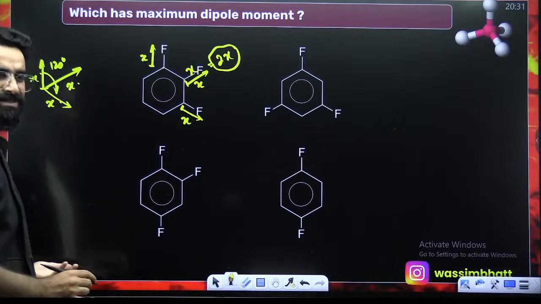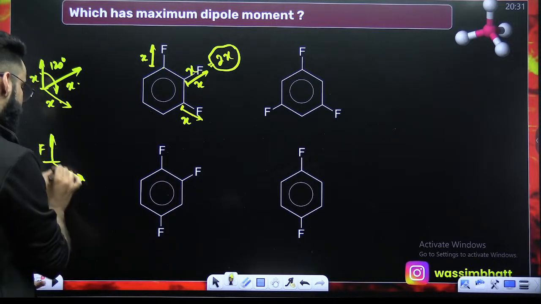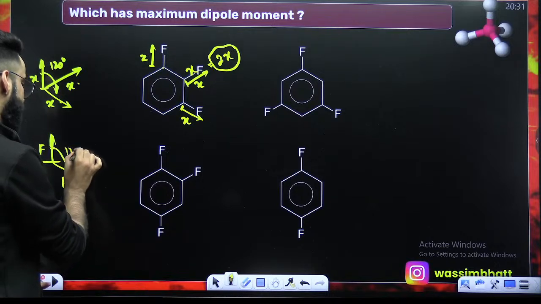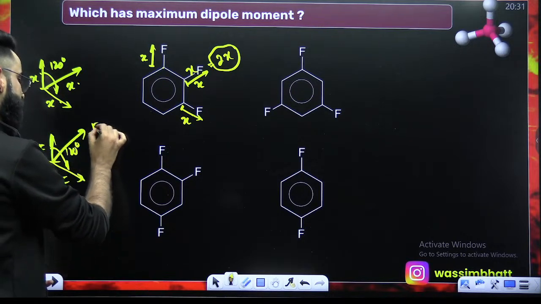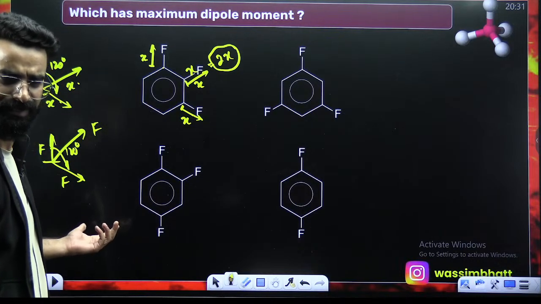Guys, this is something which you study in physics. Let's say you've got one force in this direction, one force in this direction, F at an angle of 120. The resultant will be in this direction. It will be also F. Right? This is something which you would have studied in physics, right? Simple.